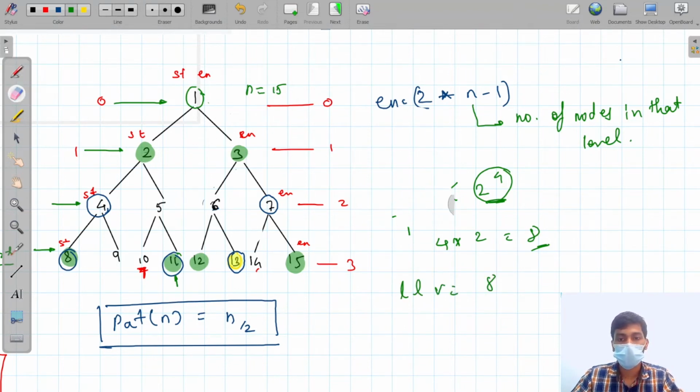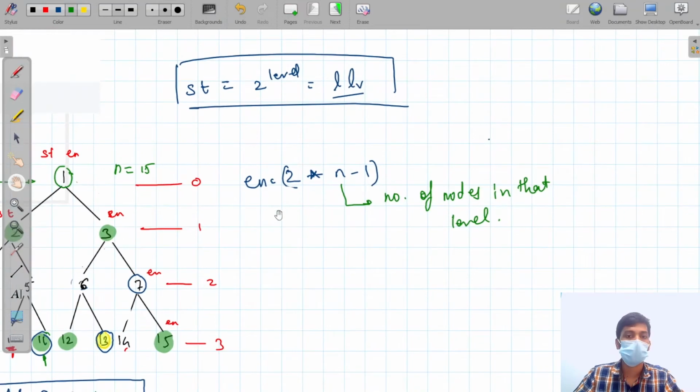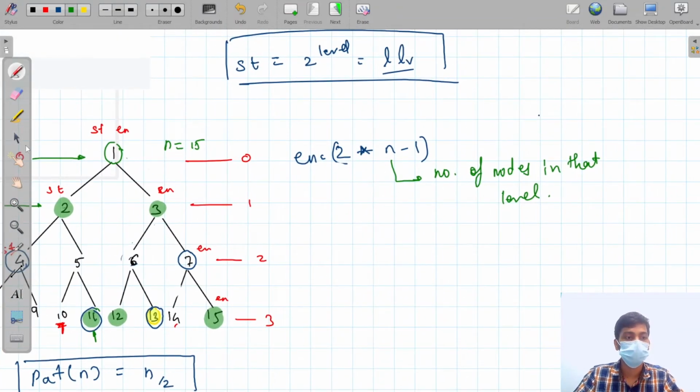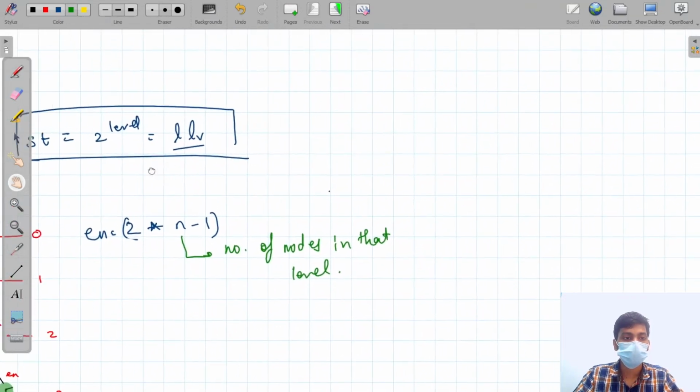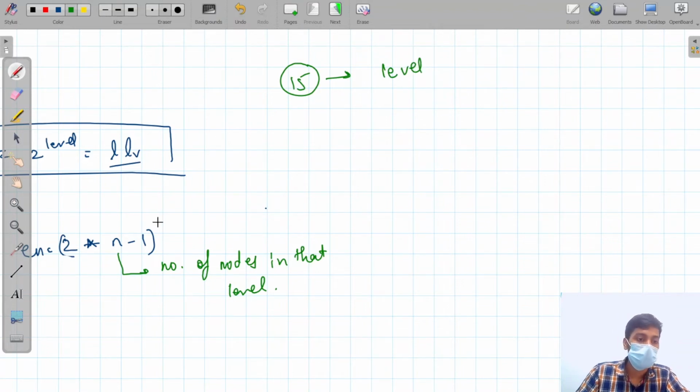I hope you are able to get this, how I found which level 11 was standing in. Let's do this again, and this time let's do it for 15, right? If I say that I am given just 15, then I have to find what? First I have to find its level, and after finding this level, I am going to use this formula to find the ending point. First I am going to find the starting point, then I am going to find the ending point.